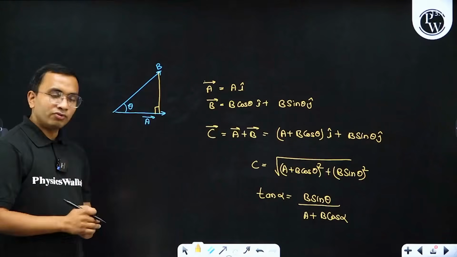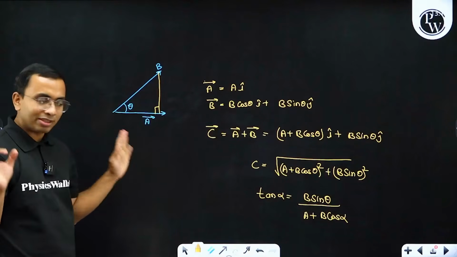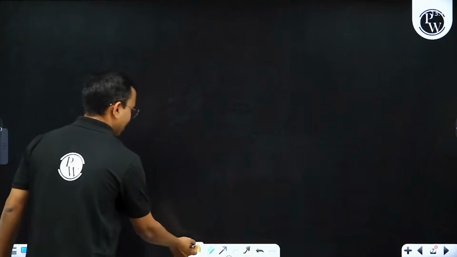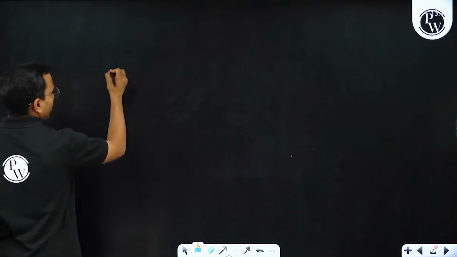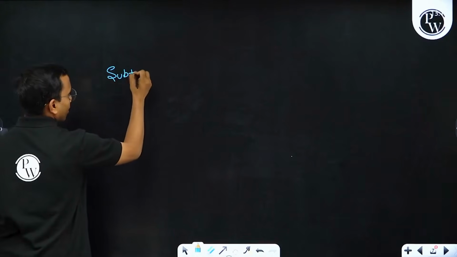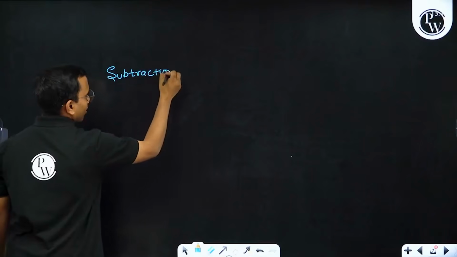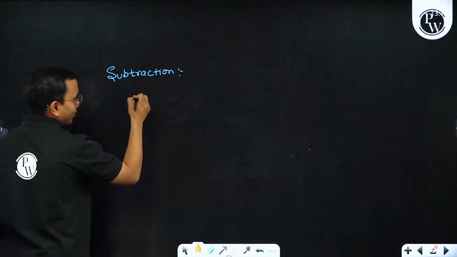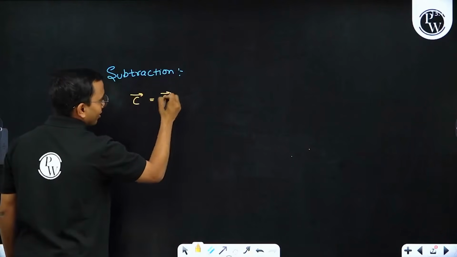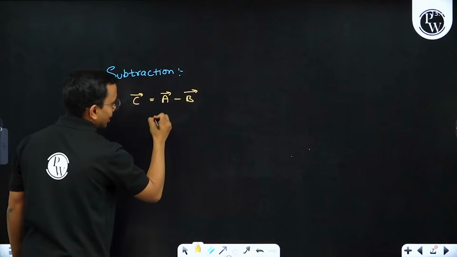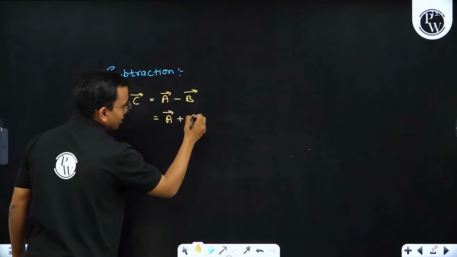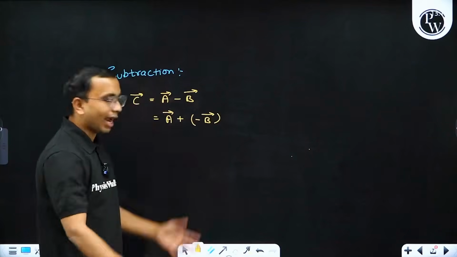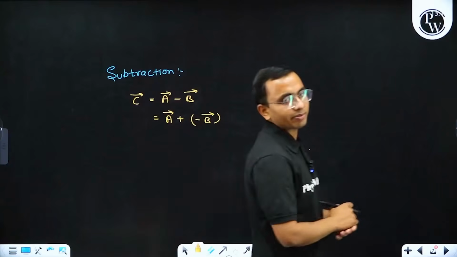Now, subtraction of two vectors: there is no difference between the addition concept and the subtraction concept. When you say that my C vector is A vector minus B vector, I will say this is A vector plus minus of B vector. What is minus of B vector? Just the opposite. Add them, and that will become the subtraction.